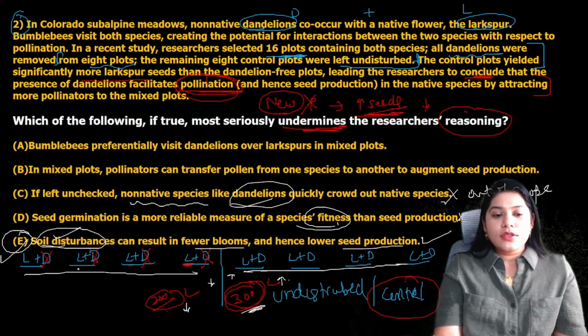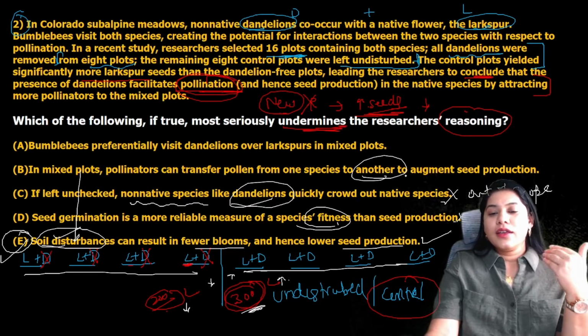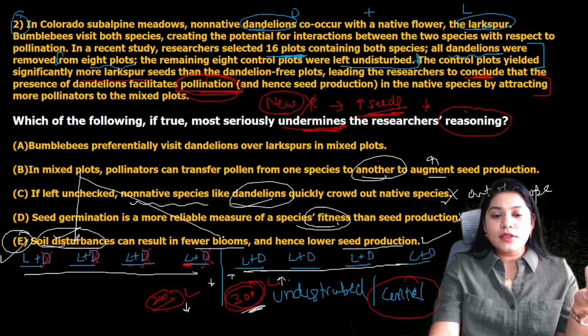In mixed plots, pollinators can transfer pollen from one species to another to augment. But of course, there's not another species. Dandelions have been uprooted. So again, this stands irrelevant, and to increase. Increase means mixed, as in this one.